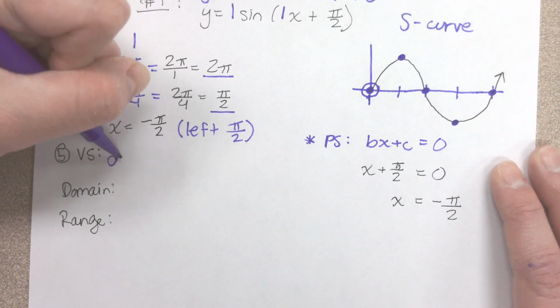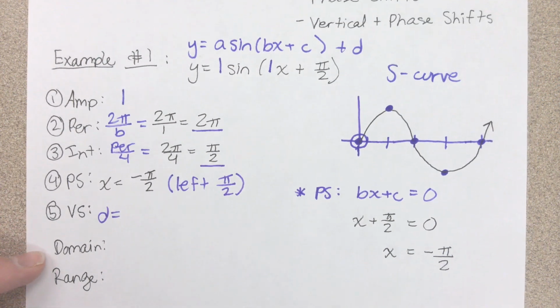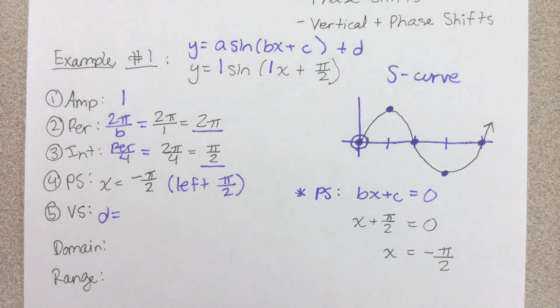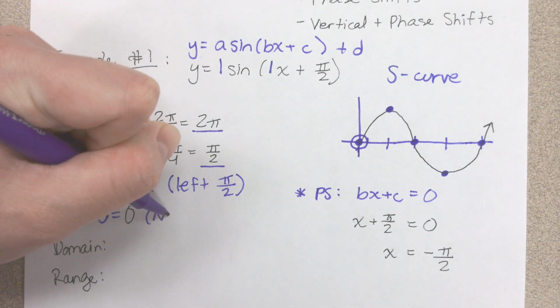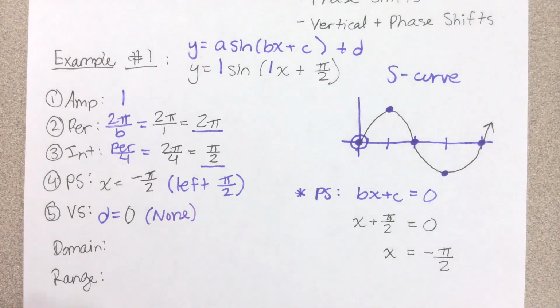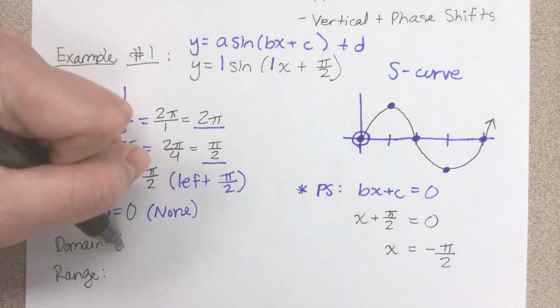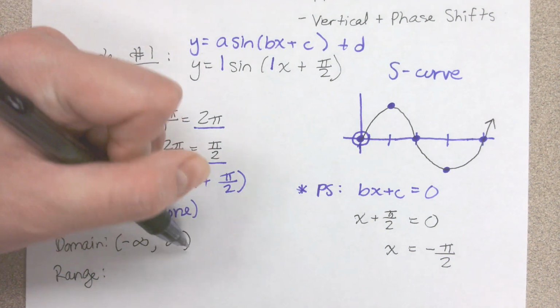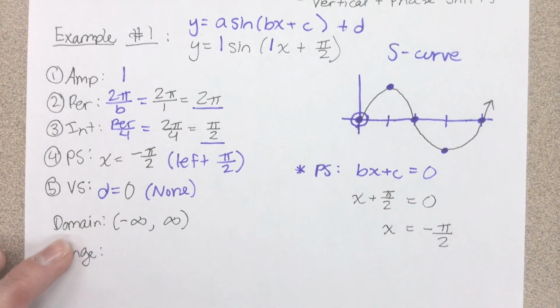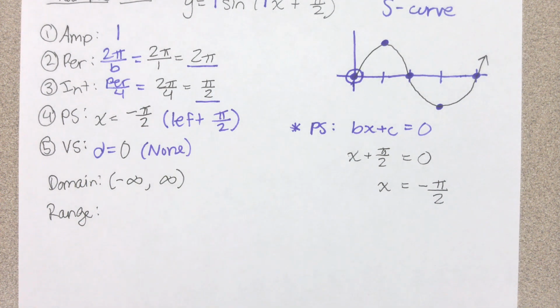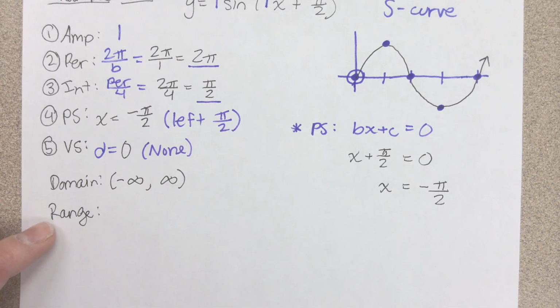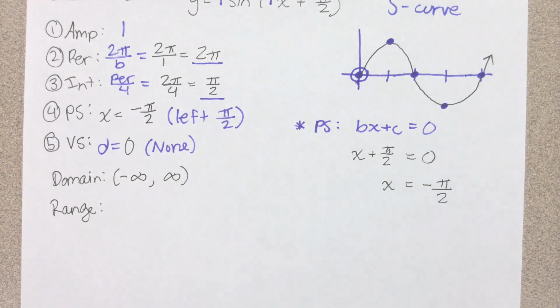Vertical shift is our D value. We have no D in this case. D is 0. So we'll just write none there. 0 is also an acceptable answer. And again, domain is always the infinities, negative to positive. Range will be decided later. Questions about the information before we make the graph?